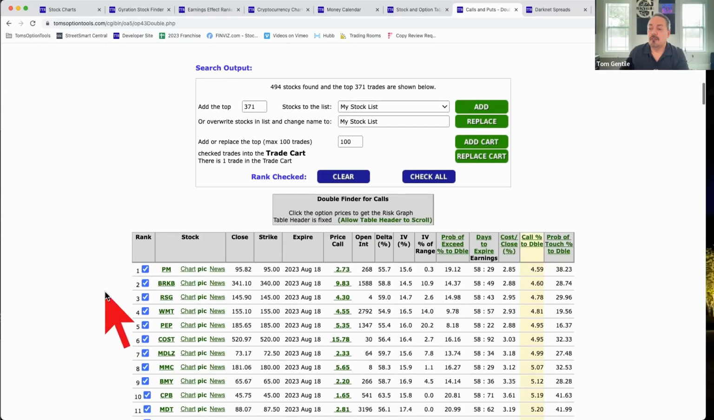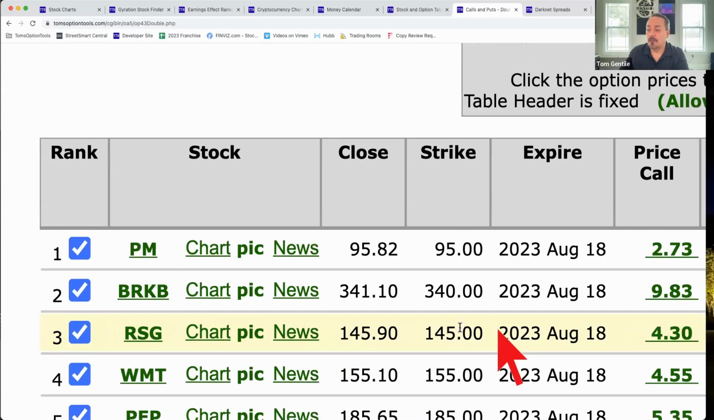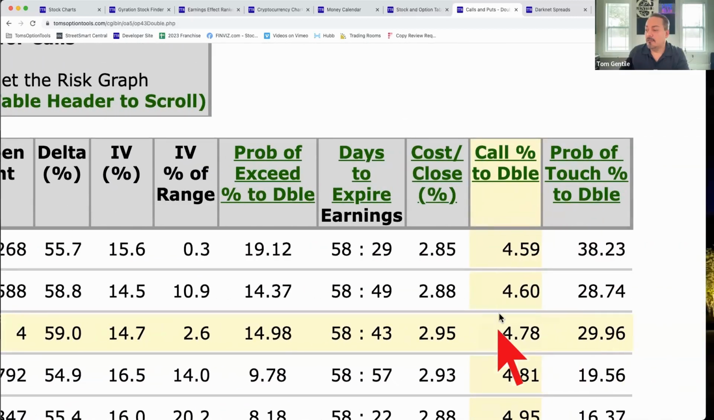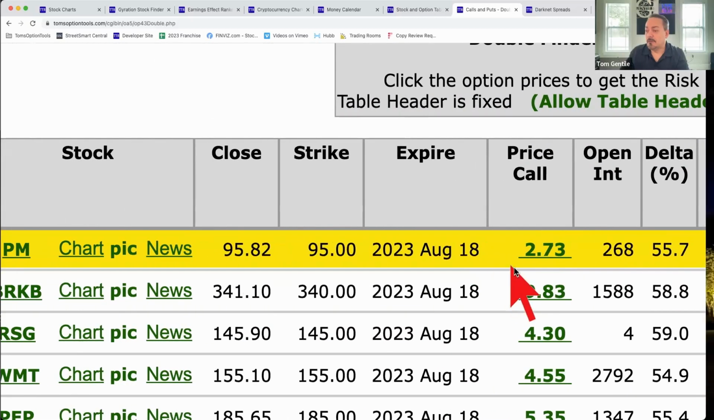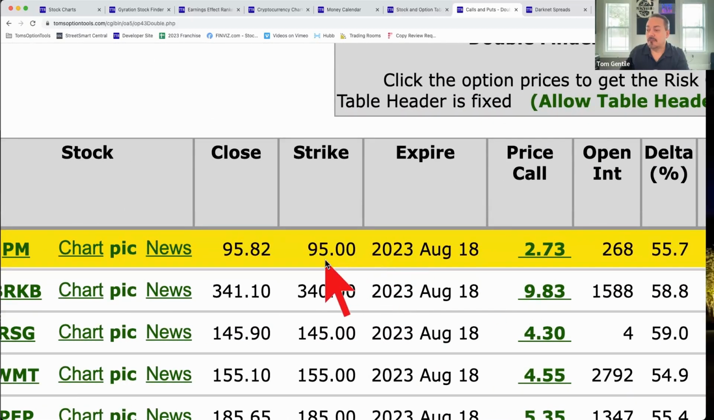And what you'll see is that for Philip Morris, the stock needs to move 4.5%, and you've got a 95 strike that potentially could double in value. And all it's doing is just taking simple mathematics to determine this. Okay.